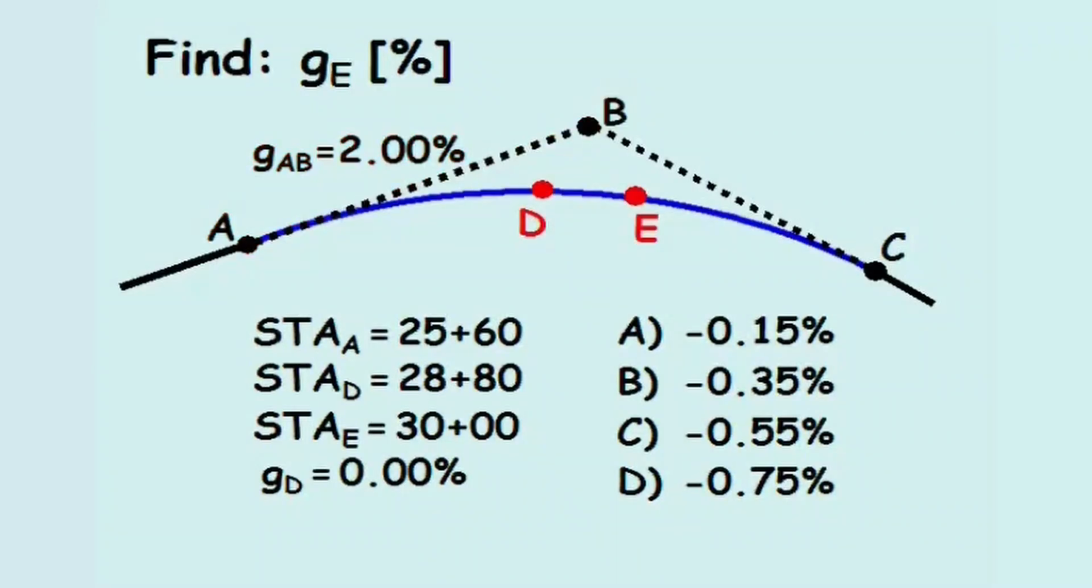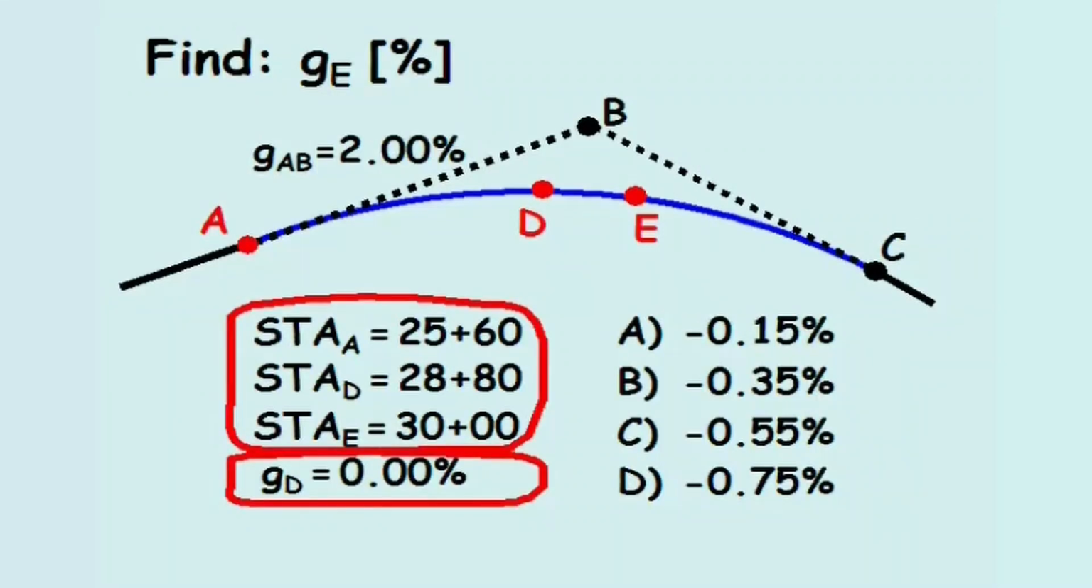Point D and point E are both located on the curve. The stationing for points A, D, and E are provided, and the grade tangent to the curve at point D is 0.00%.